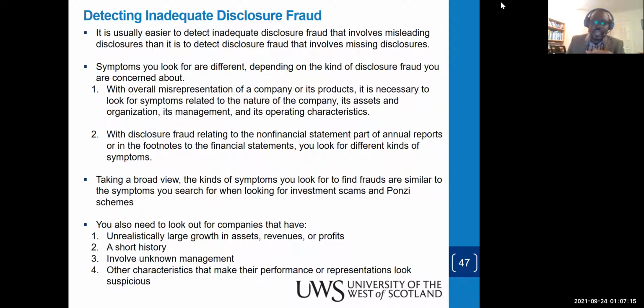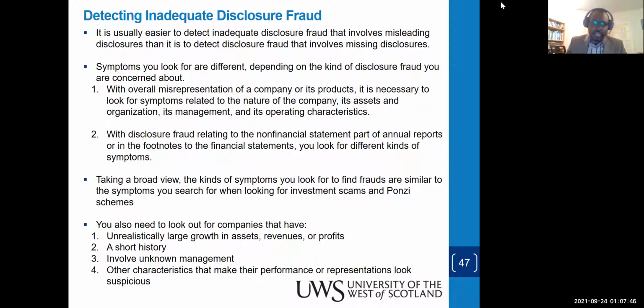So mostly, what they will do is that when they realize this disclosure will pose problems, they knock it off from the books. Now, symptoms you should look out for in terms of this inadequate disclosure. With overall representation of a company, it is necessary to look out for symptoms related to the nature of the company, the industry in which it operates, or the environment in which it operates, its assets, the organization, and then the management and operating characteristics, the profile.